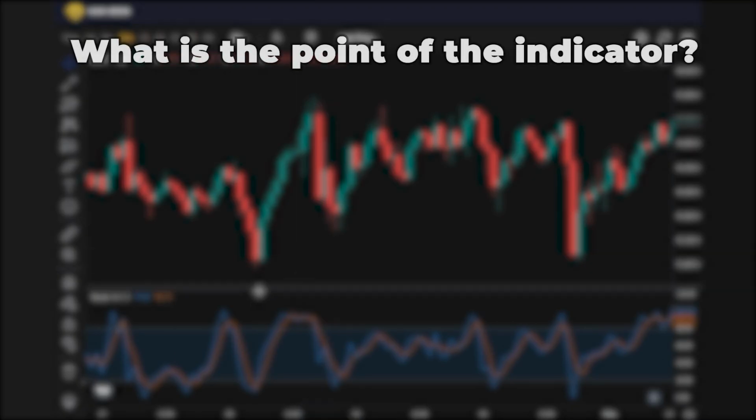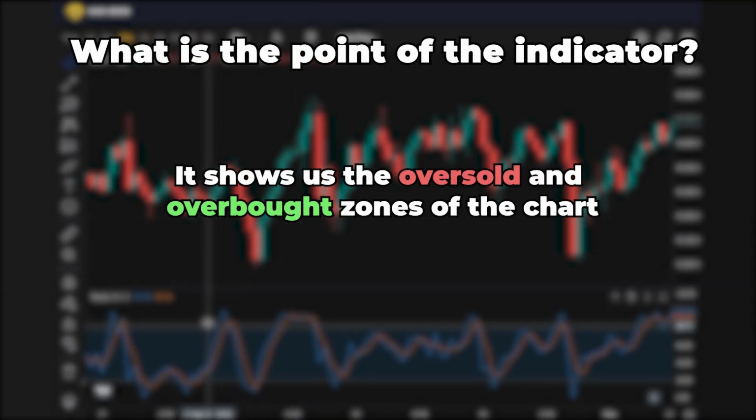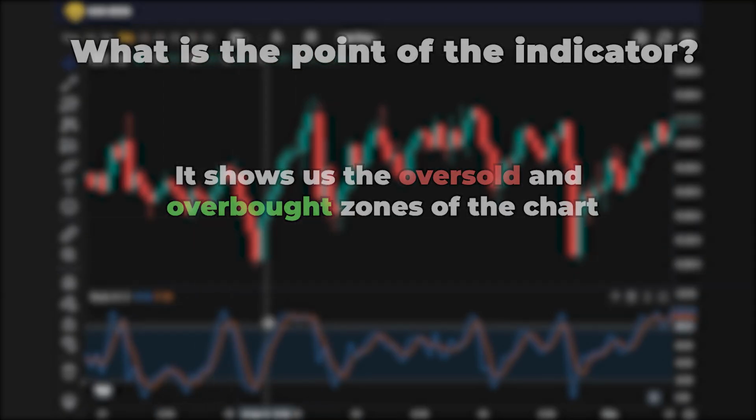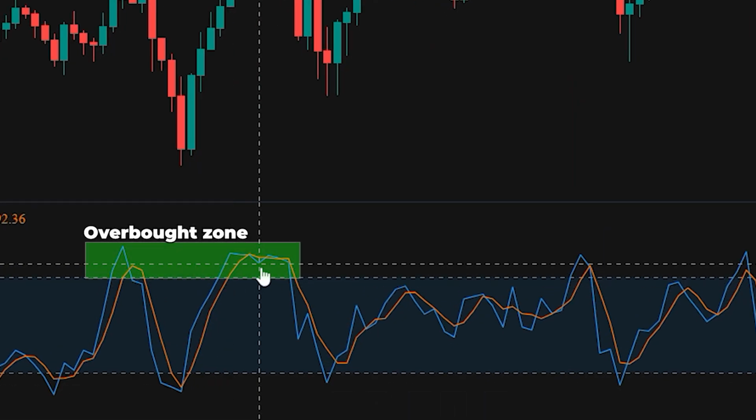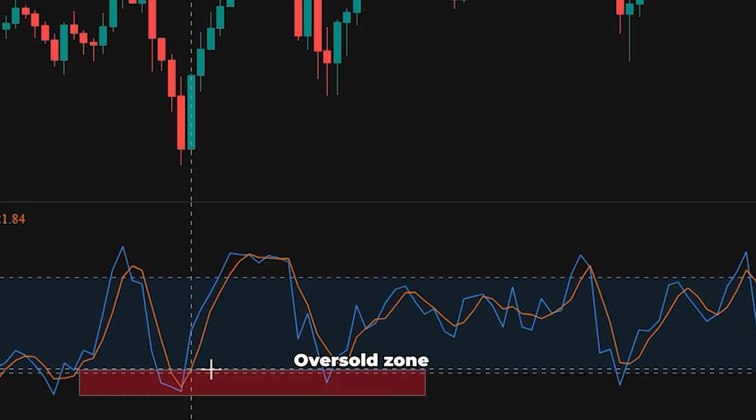So what is the point of the indicator? It shows us the oversold and overbought zones of the chart. The overbought zone is above the blue zone. That's the overbought zone right there. And there's an oversold zone here.